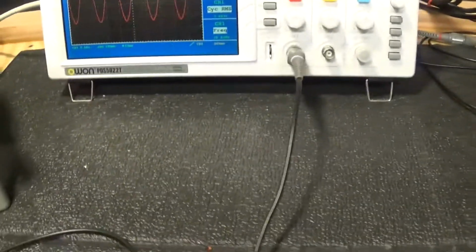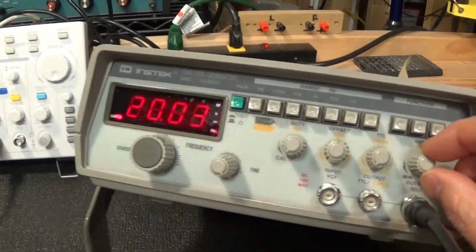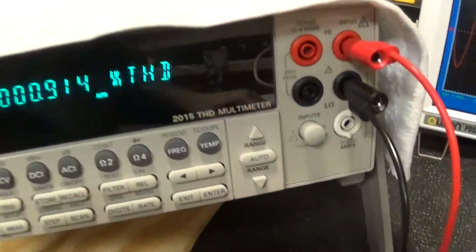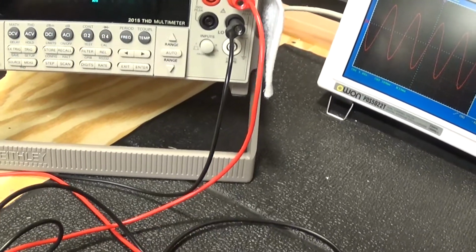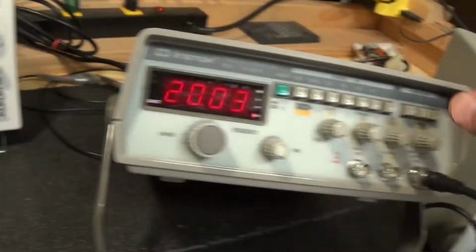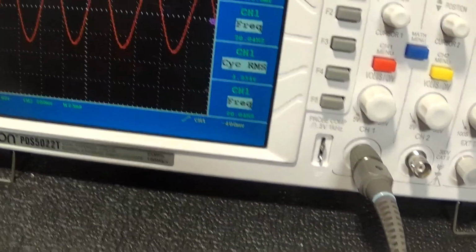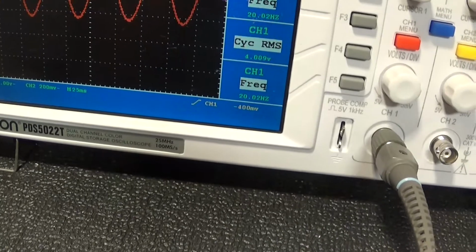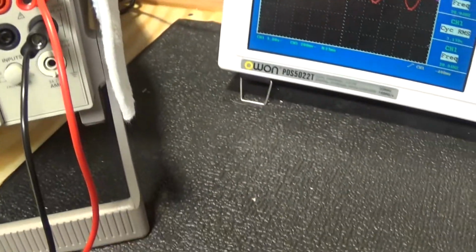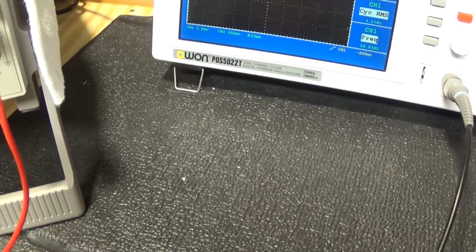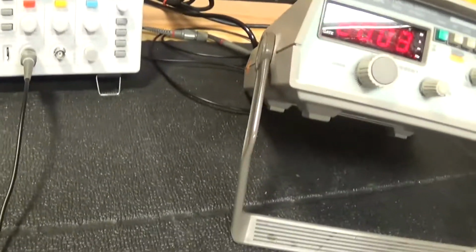So there you have it. Oh, by the way, when I cranked the voltage up, THD went up to 0.9. We're at 20 hertz, so that makes a big difference. Let me lower the voltage down to about 2 volts. So we're down. Yeah, okay. We were at 0.8, so it's roughly the same, 0.7. Okay. So there you have it.